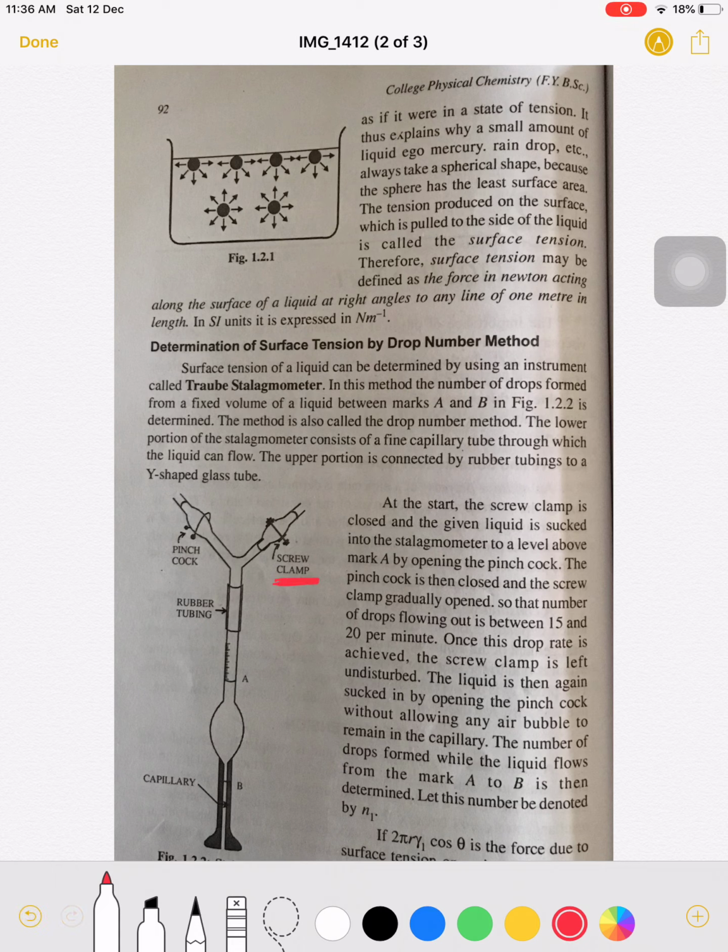Once this drop number is maintained, we close the screw clamp, and again the liquid whose surface tension is to be determined is sucked into this instrument by opening the pinch cock. The liquid is sucked above the mark A, suppose up to here, and finally the pinch cock is closed. Then the liquid comes outside the capillary because of gravitation, and we have already maintained the 15 to 20 drops per minute by adjusting the screw clamp.